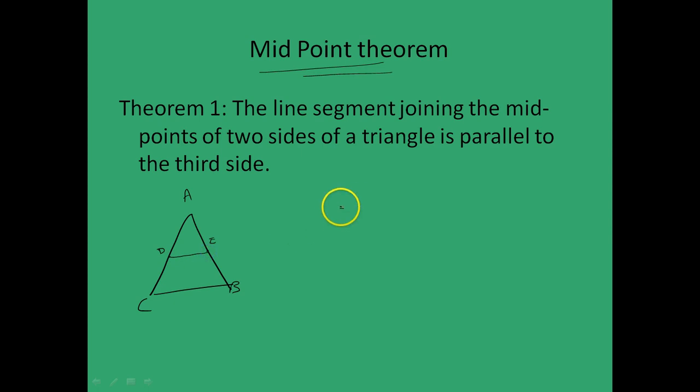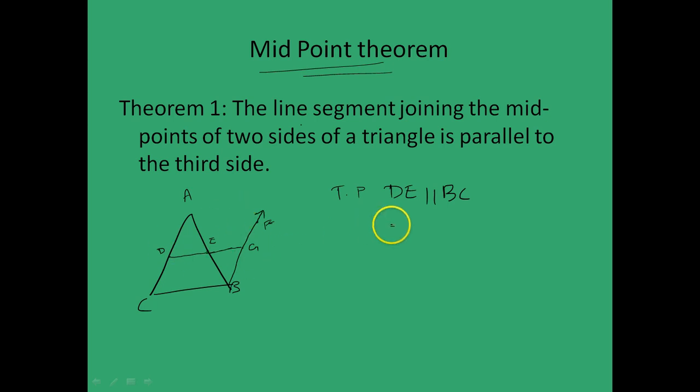So if you join these, we have to prove that DE is parallel to BC. Let's see how we can do this. We'll start off with a construction. Extend a ray from point B which is parallel to AC. This ray is parallel to AC. Then let's call this point F, a random point here. And extend DE to meet this ray, and call this point G.